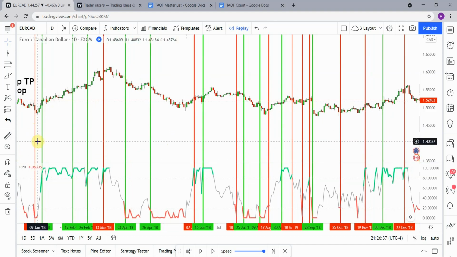We got 1, 2, 3, 4, 5, 6, 7, 8, 9, 10, 11, 12, 13, 14, 15, 16, 17, 18, 19, 20, 21, and 22. So we have 22 trades all together, and we have 1, 2, 3, 4, 5, 6, 7, 8, 9, 10, and 11 winning trades. So unfortunately, that is just not going to meet the 60% criteria.